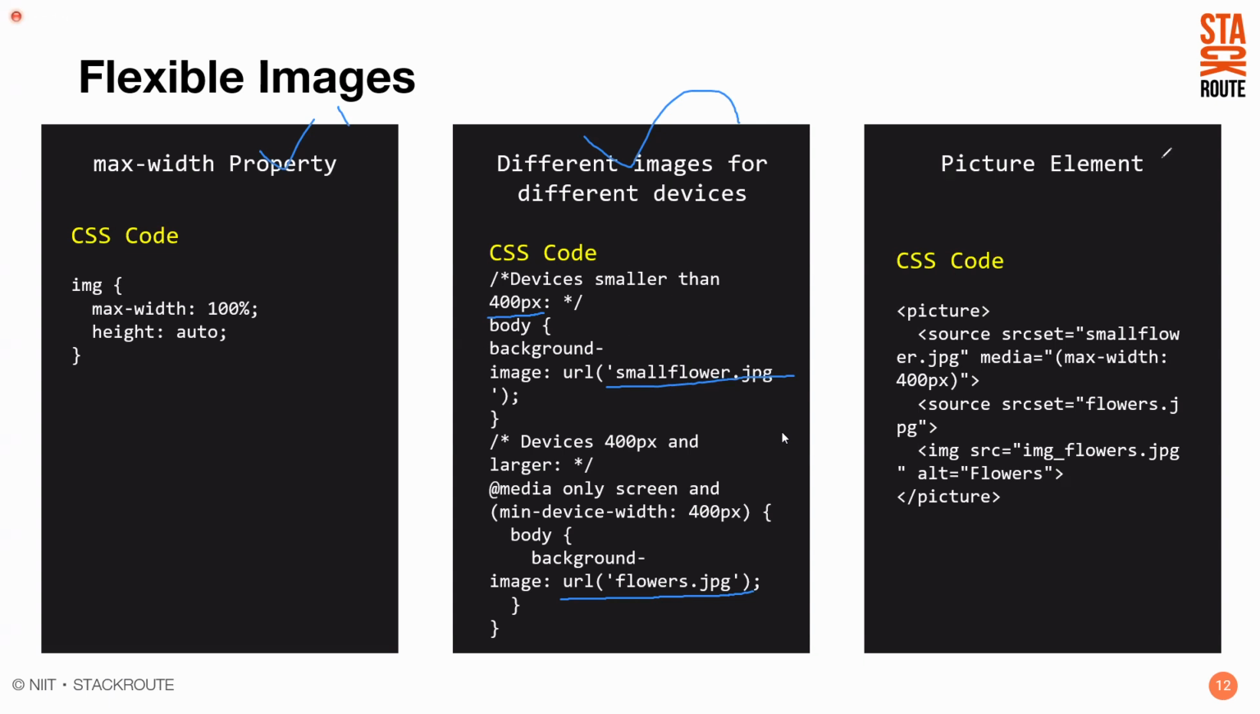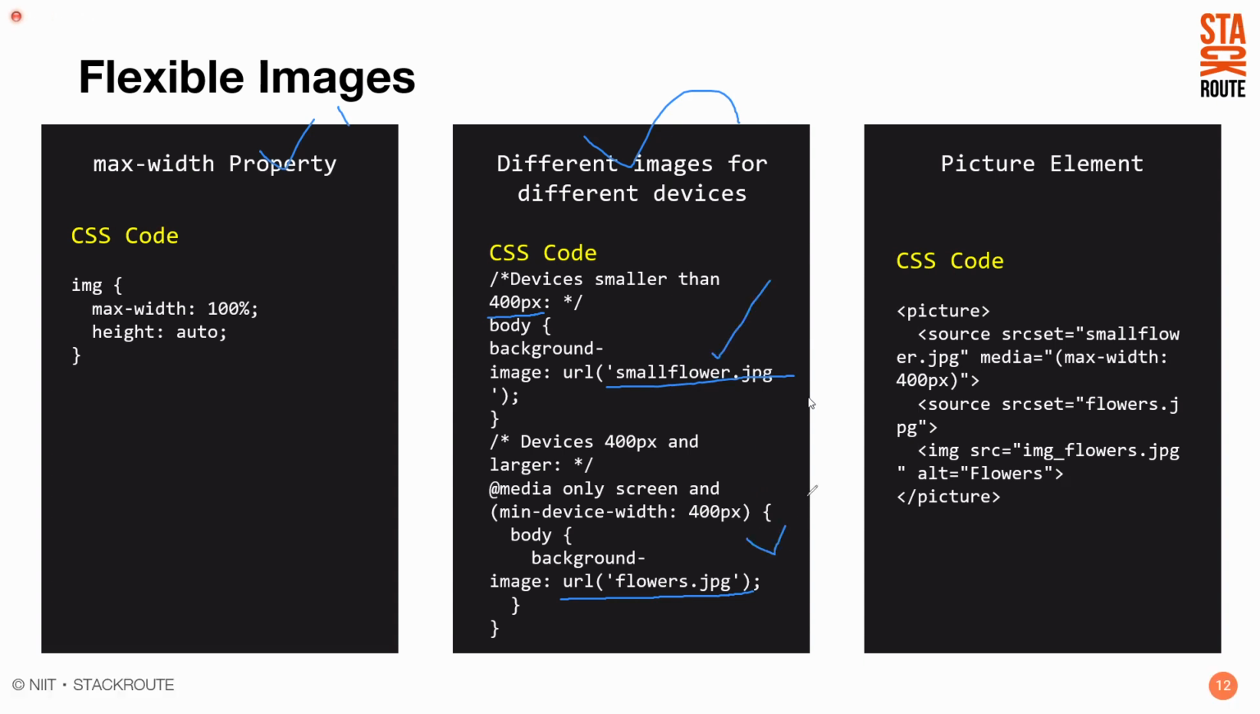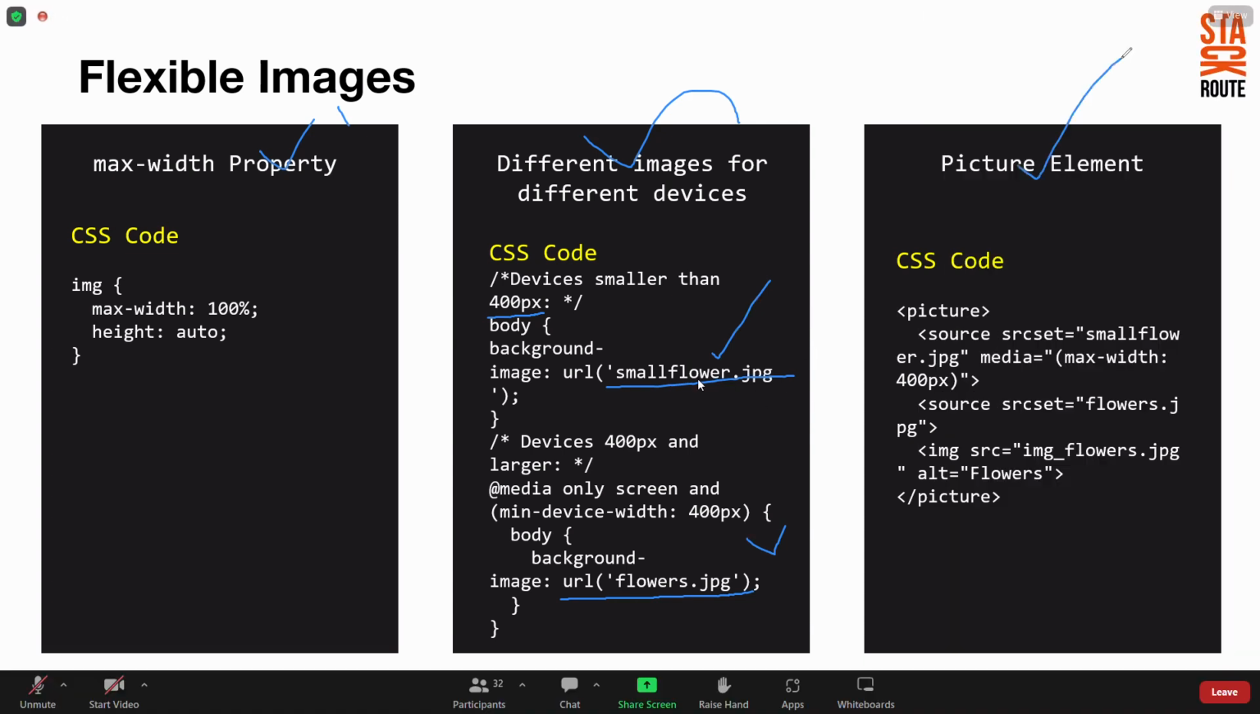Is that clear? Max width property. Lastly, for different devices, you give different images. Guys, are you with me? Let's complete the last type, the picture element. Then I'll be announcing a break.